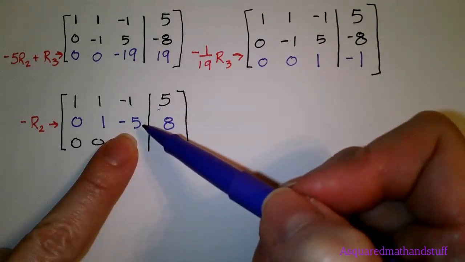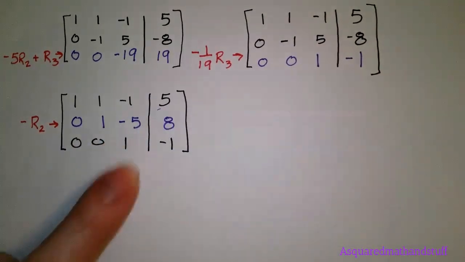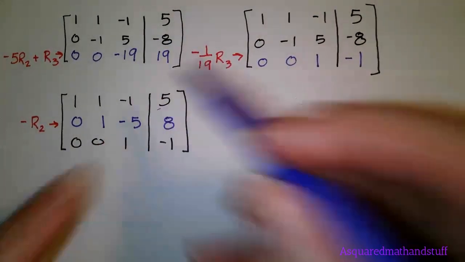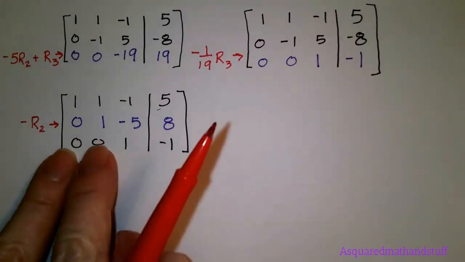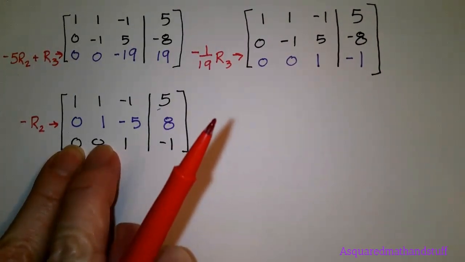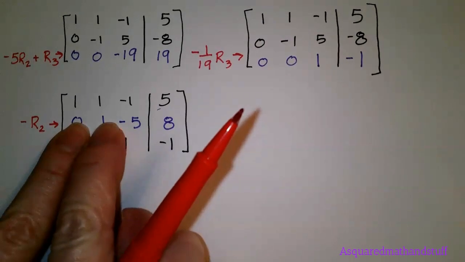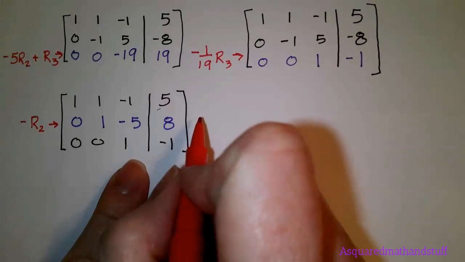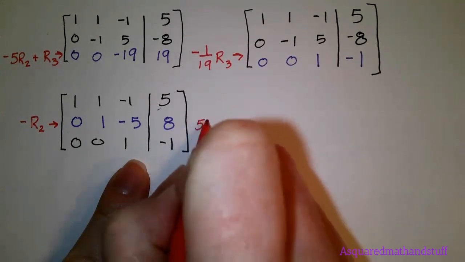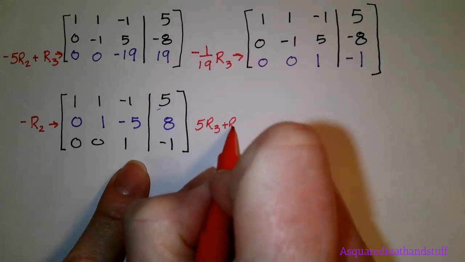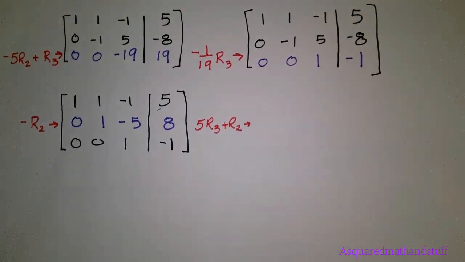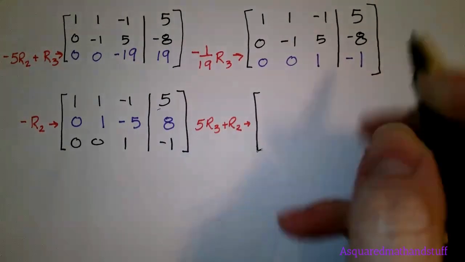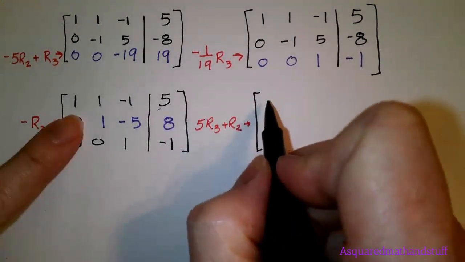Now we want to turn our -5 into a 0. So we can do that. We're going to work with row 3 and then add it to row 2 this time, because now we have zeros here, and 0 times anything is 0. 0 added to anything is the same number that we had. So let's do 5 times row 3 plus row 2, and that will give us our new matrix, and we should have a 0 in the position that we want.